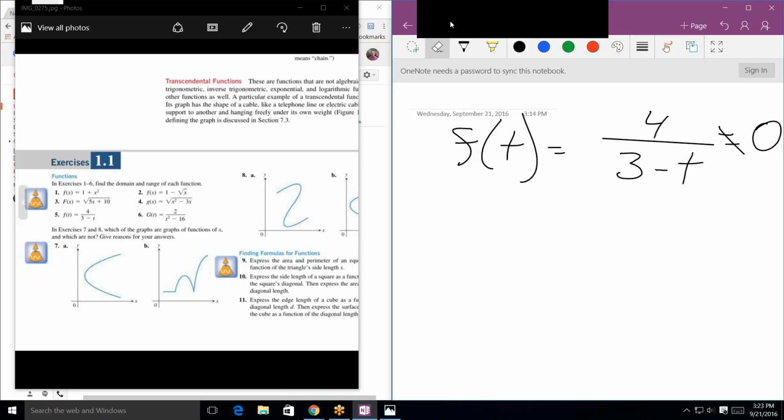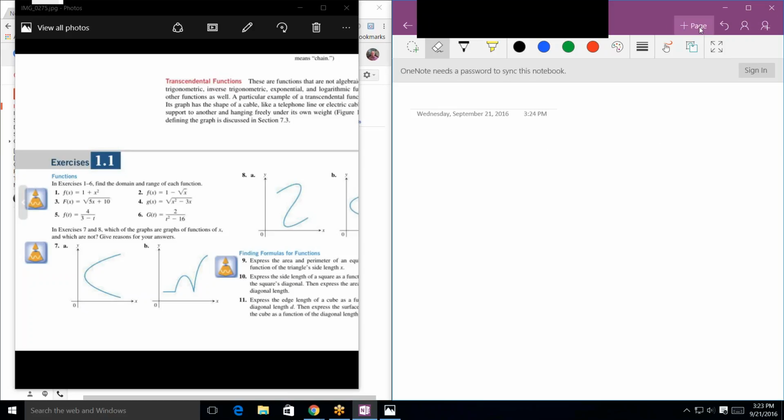Okay. All right. We're just doing odds. 7 next? Yes. Is 7 a function? Why or why not?